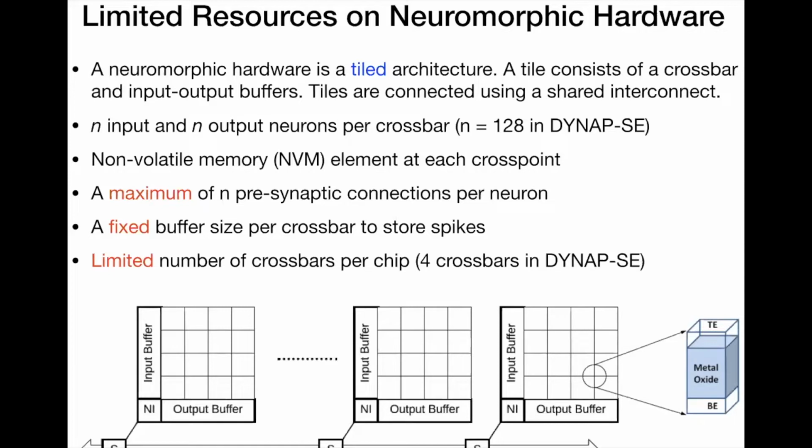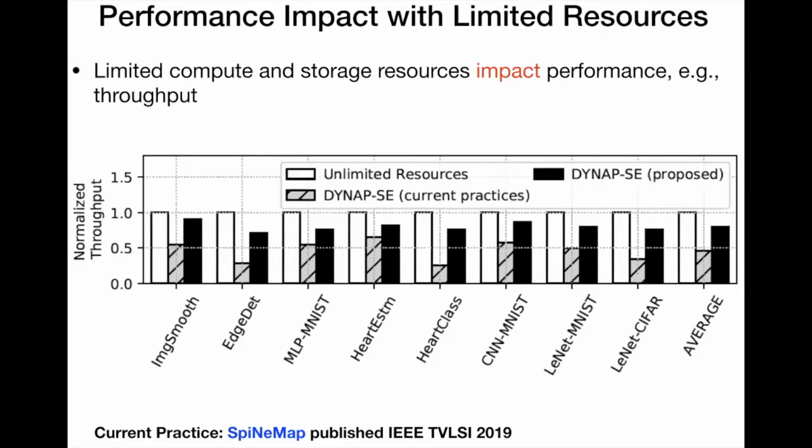A crossbar can have a maximum of n presynaptic connections per neuron. A crossbar also has a fixed buffer size to store spikes before they are routed on the interconnect. From the chip perspective, a typical neuromorphic chip can have a limited number of tiles. In Dynapse, for example, there are only 4 tiles or 4 crossbars. Now, these resource limitations impact performance.